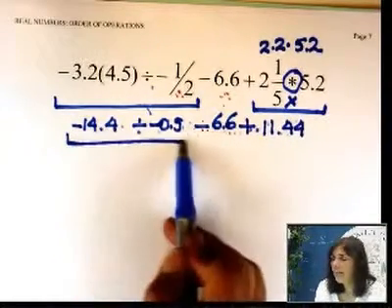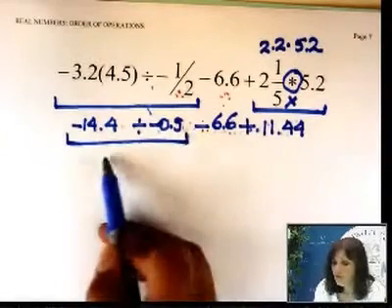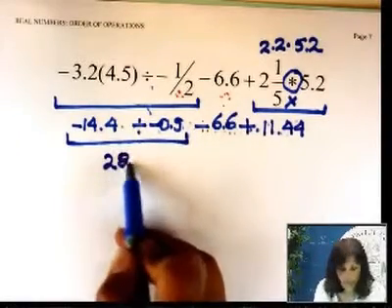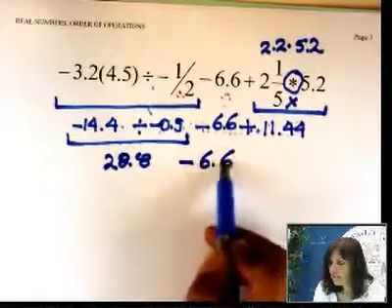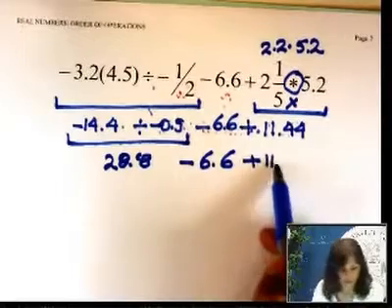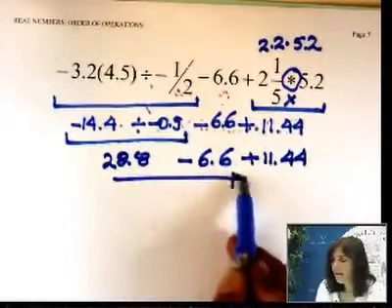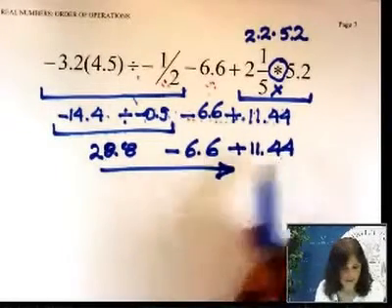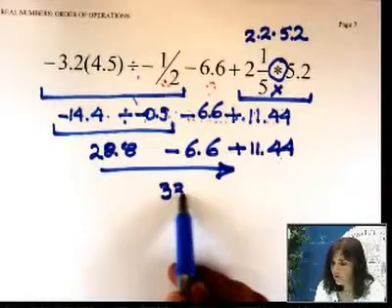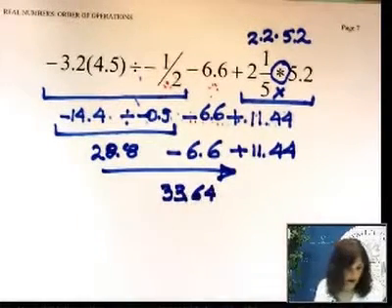Now I still have this division to do. So these two things divided will give me 28.8. Then I still have a 6.6. I still have an 11.44. Now you do them from left to right, and you're going to get this minus that plus that. That's going to give me 33.64. Is that right?